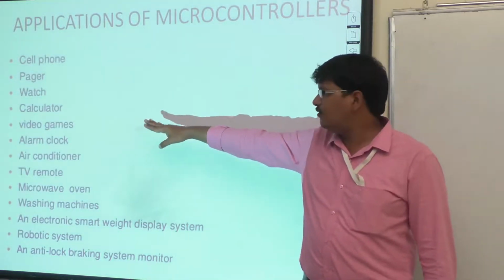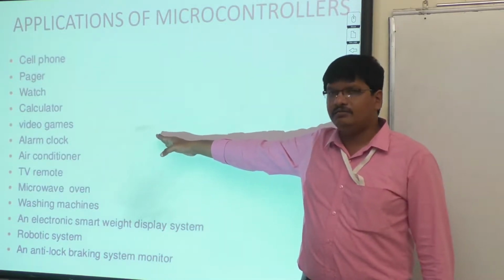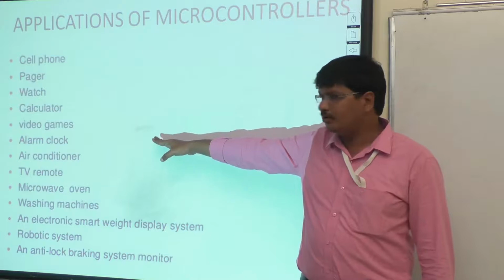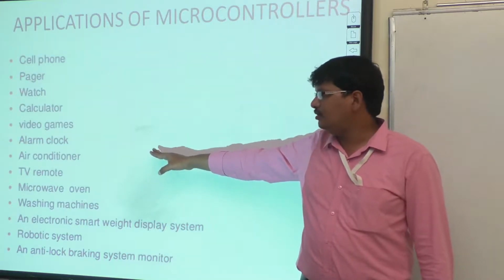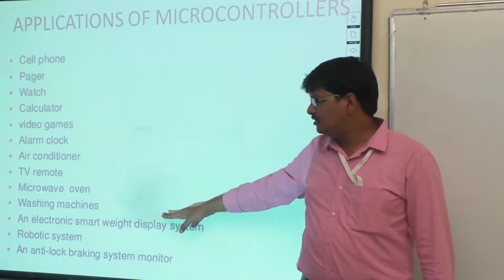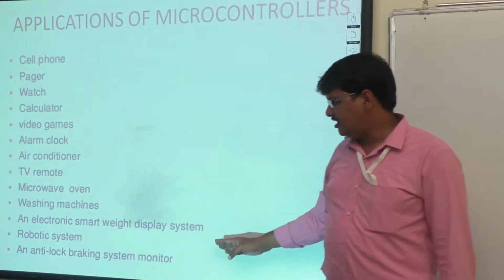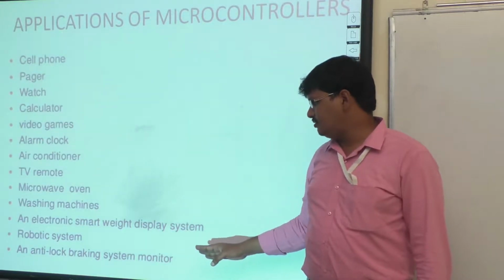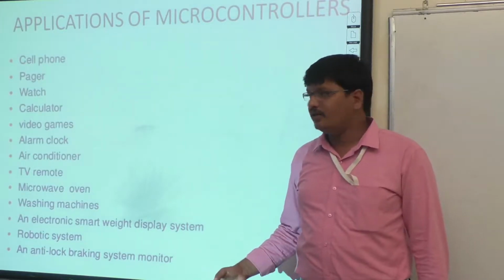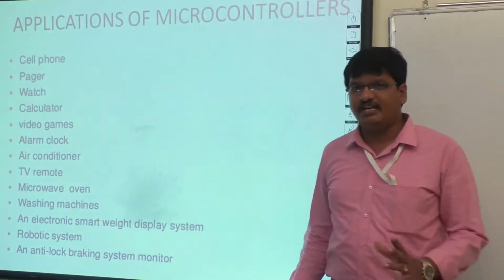Digital watches are there. We are using calculators, advanced level scientific calculators, and video gaming facilities. In joysticks, everywhere we are using a microcontroller. It can be used in alarm clocks, digital alarm systems, air conditioning systems, TV remote systems, microwave ovens, washing machines, electronic smart vehicle display systems, robotic systems, anti-locking braking systems, and monitors. That is in cars and all braking systems. Normally we go for a microcontroller or an embedded based braking system, which is more precise and accurate.